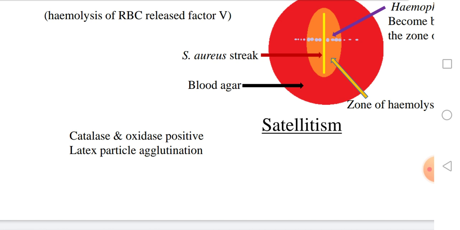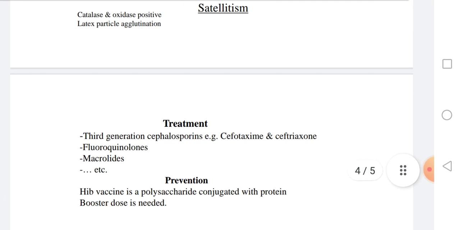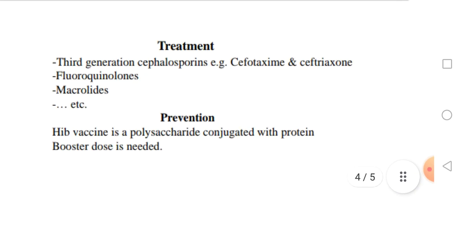Haemophilus influenzae is catalase and oxidase positive. Latex agglutination, a particle agglutination antigen-antibody reaction, is used in its diagnosis. For treatment, third generation cephalosporins such as cefotaxime and ceftriaxone are used. Other drugs such as fluoroquinolones and macrolides are also used in treatment.